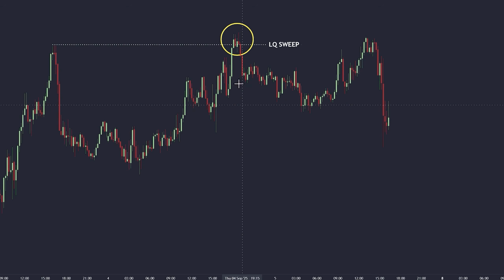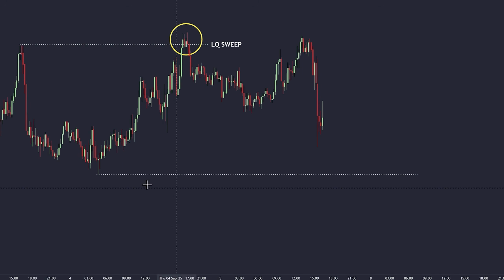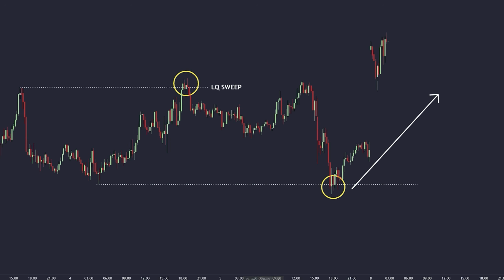Remember this. Liquidity is a crowd of people standing in the wrong place at the wrong time. The bigger the crowd, the bigger the target. And your job isn't to join them. Your job is to watch them get run over, step aside, and trade what comes after. When you spot a level that feels obvious, that's where price is going to eat. The more obvious the level, the bigger the meal waiting there.